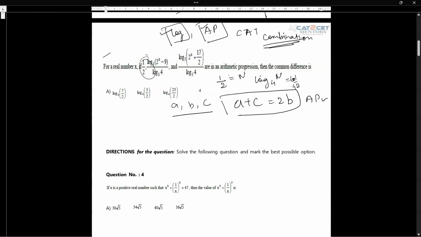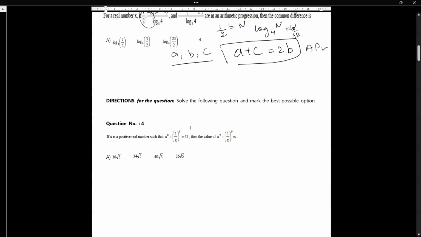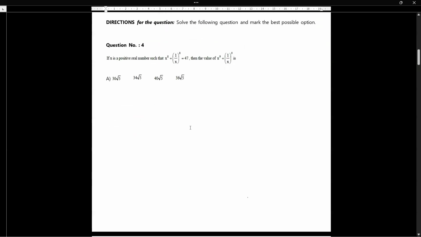But again, I'm repeating it for the people who are not comfortable with log and AP: in CAT, skip this. In CAT, what happens is you need to focus on your strengths and pick and choose those topics which align with your strengths, and do those.